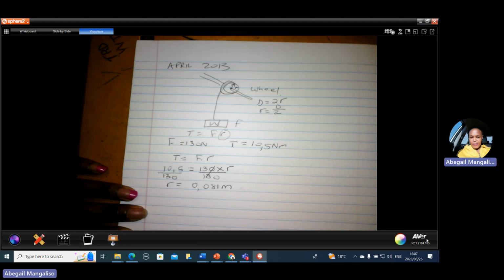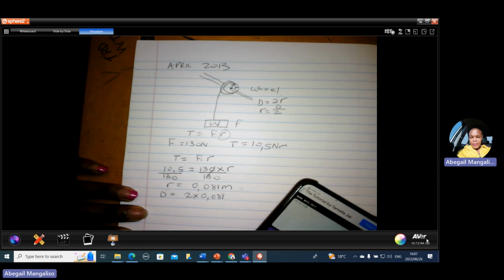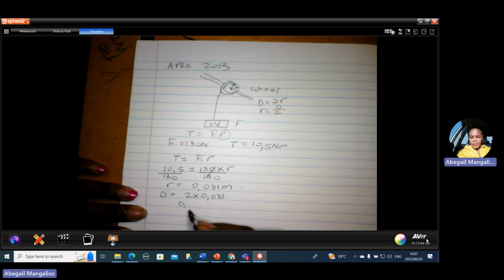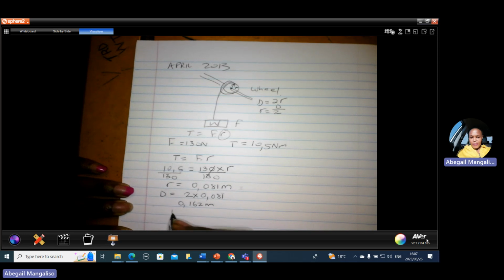A question can be specific and say calculate the diameter in millimeters. So this is the radius. The diameter will be 2 times 0.081 because it's twice the radius. When you multiply by 2, it is 0.162, which is 0.162 meters. When you change it to millimeters, it's 162 millimeters. That will be the answer in millimeters.